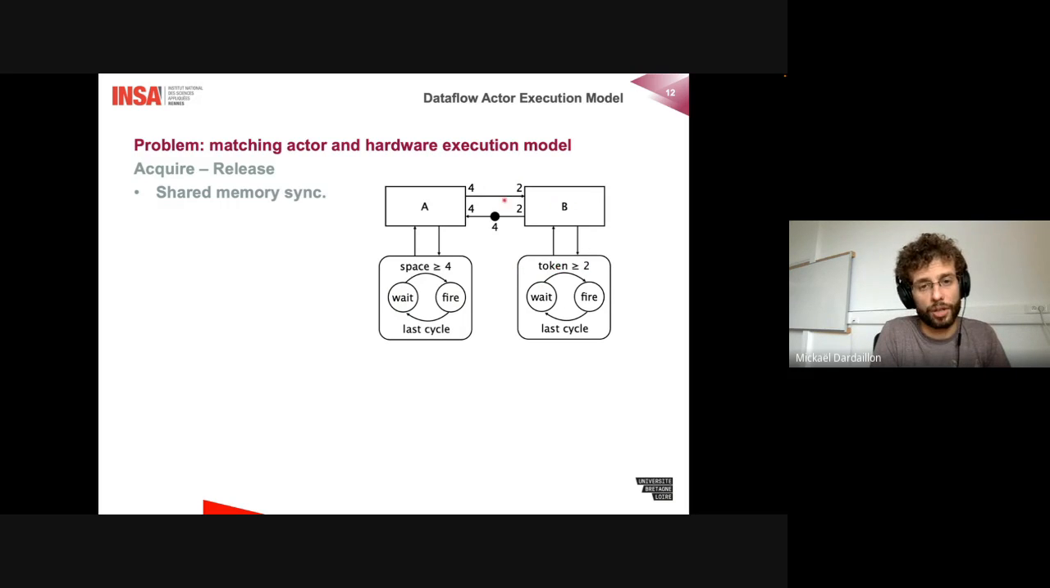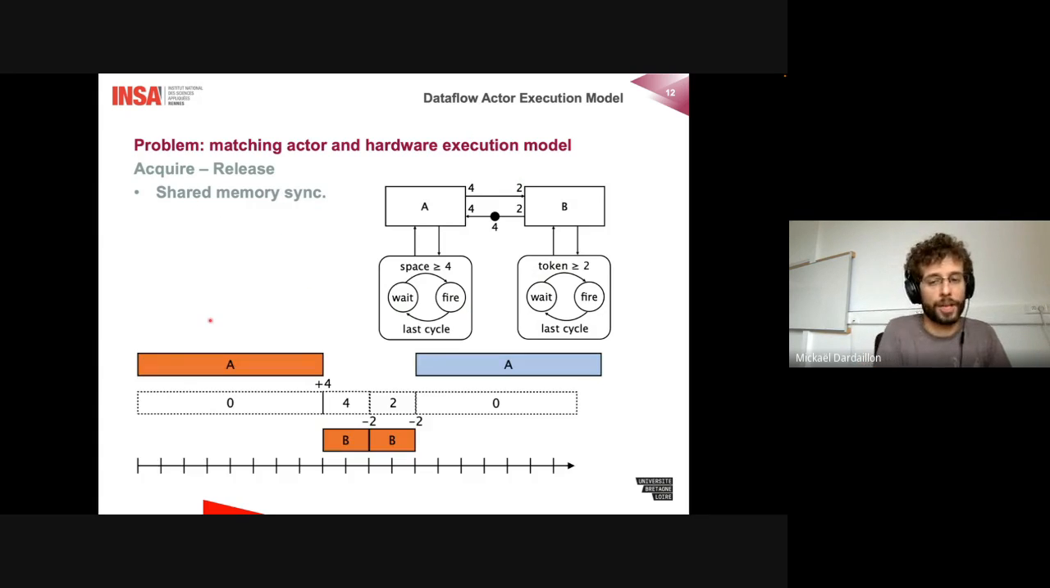If it has enough tokens available in the input, it's going to fire to consume those tokens. And then last cycle, it's going to wait again to have enough tokens available, etc. Those two actors in this way are able to execute in parallel, but with a shared memory synchronization. What does that mean in terms of execution?